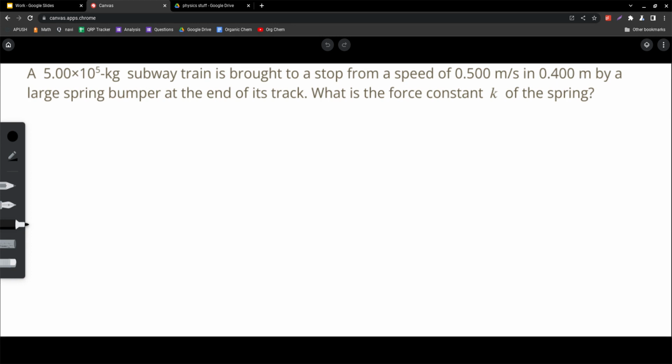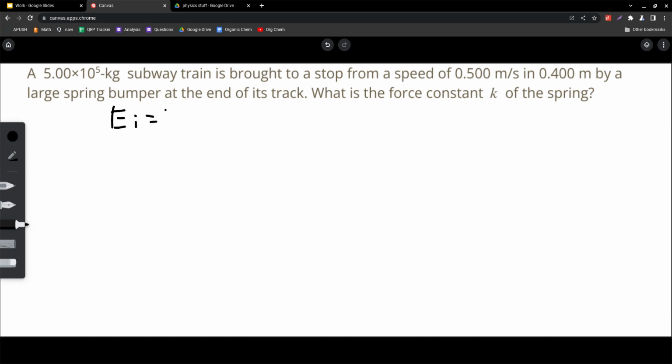Immediately, we can tell that there is no gravitational potential energy here. There isn't a change in height or anything, so we can rule that out. Then we have kinetic energy because the train is moving, and it's asking for k, so there has to be spring energy involved somehow. There are different ways to set this up, but I typically prefer using the law of conservation of energy.